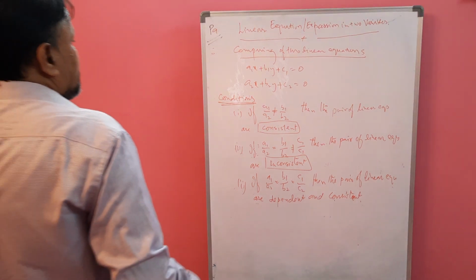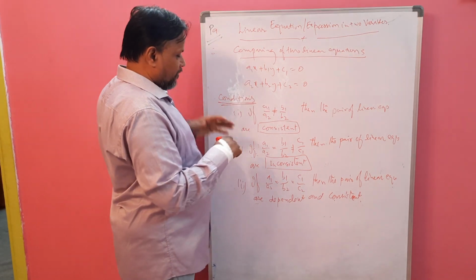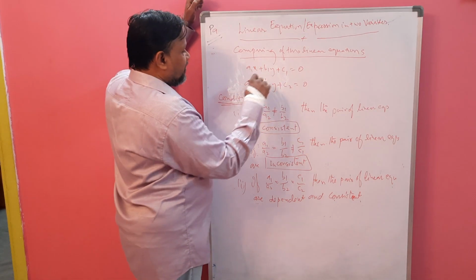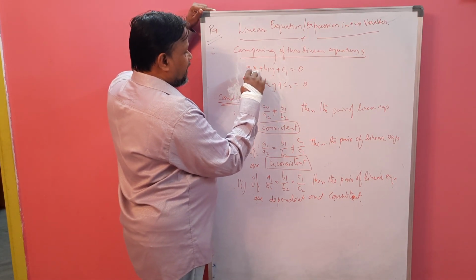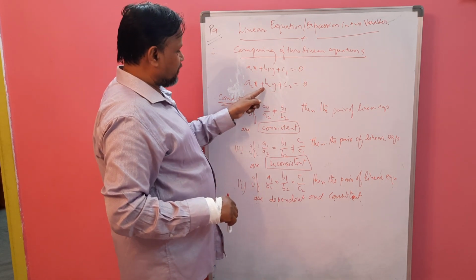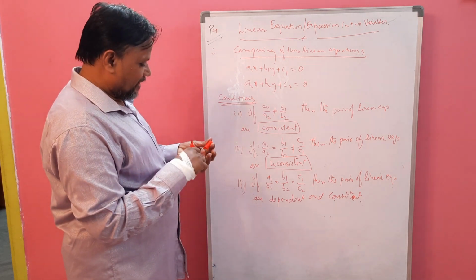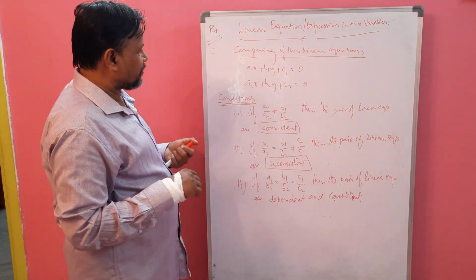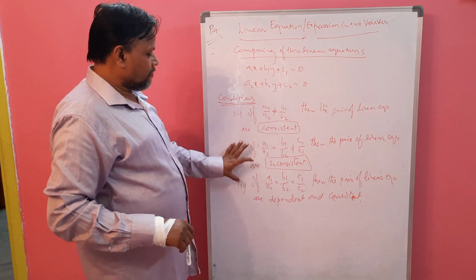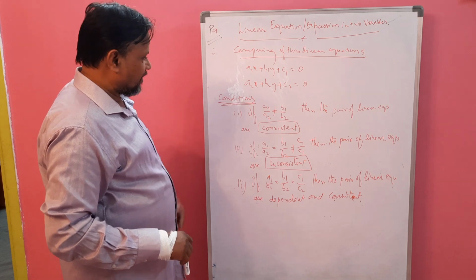Now, comparing two linear equations, we call it a pair of linear equations. We are comparing these two equations. The general form is a1x plus b1y plus c1 equal to 0, and a2x plus b2y plus c2 equal to 0. While comparing these two lines, three conditions exist. They give the meaning for consistent, inconsistent, and dependent, independent.